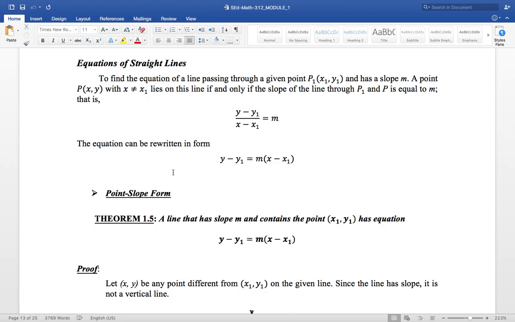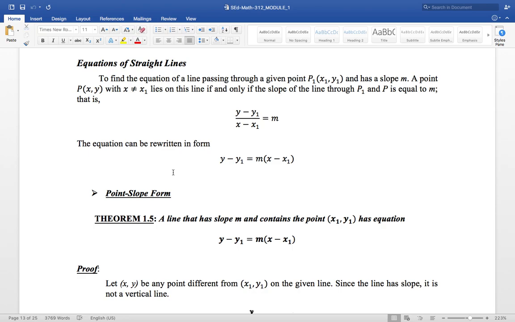Welcome once again, and today we'll discuss the equations of straight lines, specifically the point slope form. To find the equation of a line passing through a given point P sub 1, located at x sub 1, y sub 1, and has a slope m, a point P, x y, with x not equal to x sub 1, lies on this line if and only if the slope of the line P1 P is equal to m.